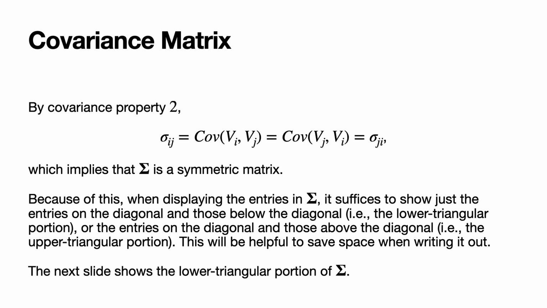and this implies that capital Sigma is a symmetric matrix. Now because of this, when displaying the entries in capital Sigma, it suffices to show just the entries on the diagonal and those below the diagonal, that is the lower triangular portion, or the entries on the diagonal and those above the diagonal, that is the upper triangular portion. This will be helpful to save space when writing it out. The next slide shows the lower triangular portion of capital Sigma.